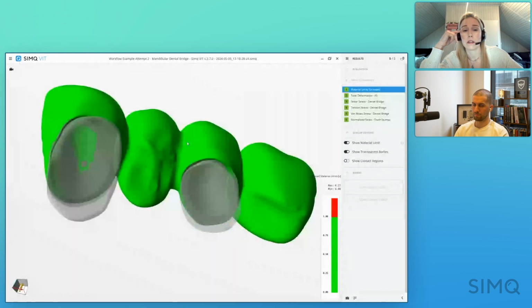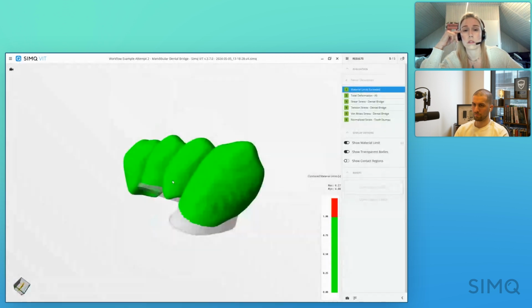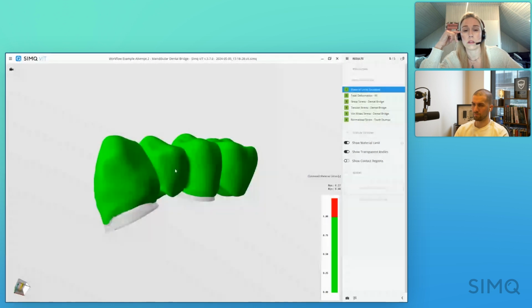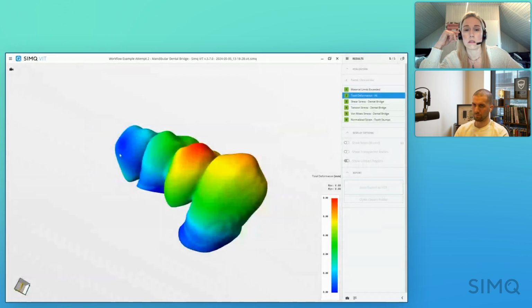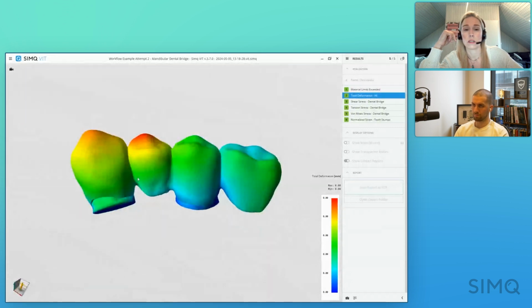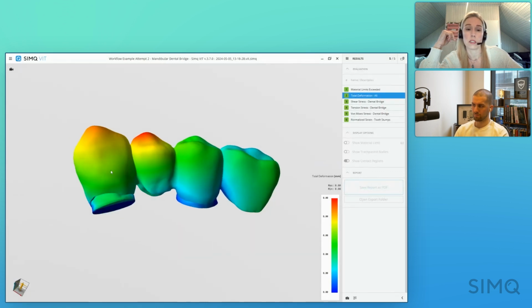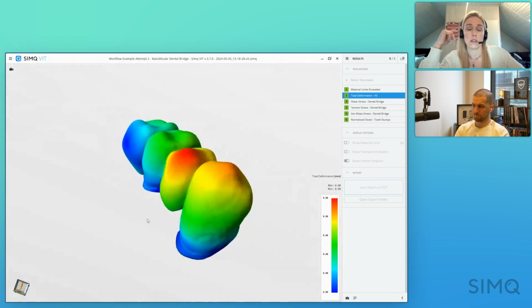And again, similar to the results that we went through with the maxillary. So you can see that force is there. However, it's deformed, but it's not deformed in these crevices here. So it's taking the force where it should. So it's a good design there.